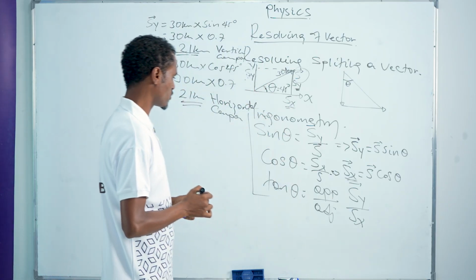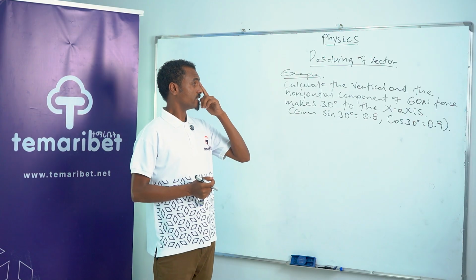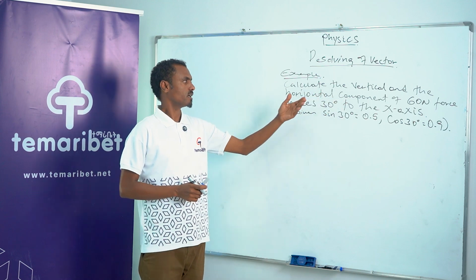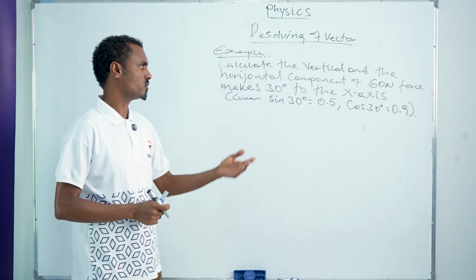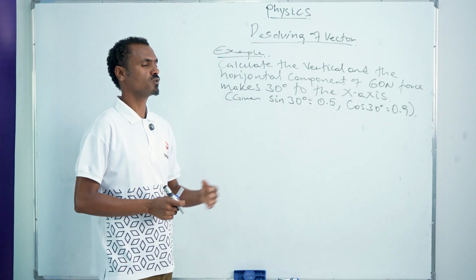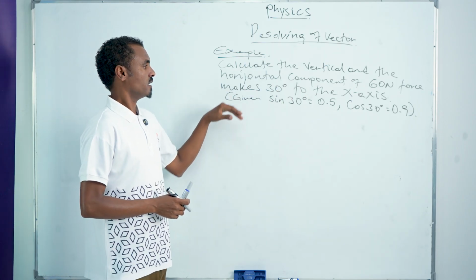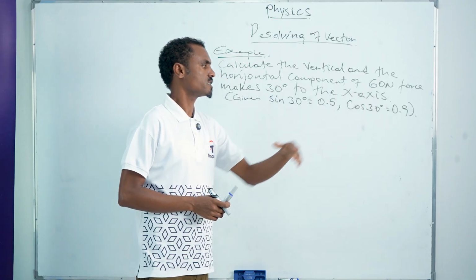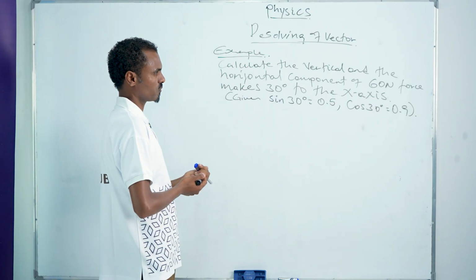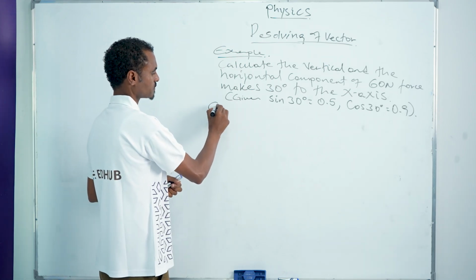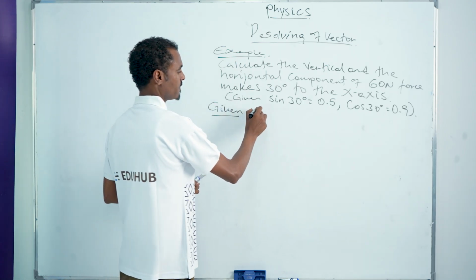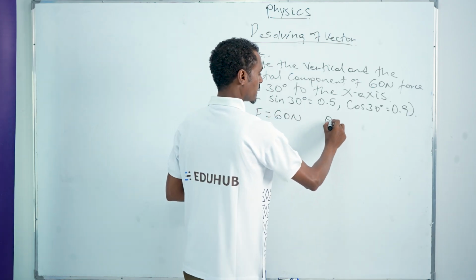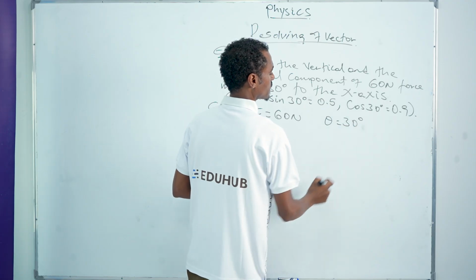Now let's go through our example part. Let's do our example together. Calculate the vertical and the horizontal components of a 60 Newton force that makes 30 degrees to the x-axis, given that sine 30 is 0.5 and cos 30 is 0.9. So how can we solve it? Given F, which is equal to 60 Newton, and our theta is 30 degrees.